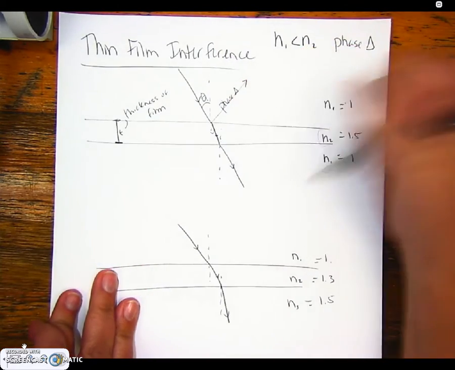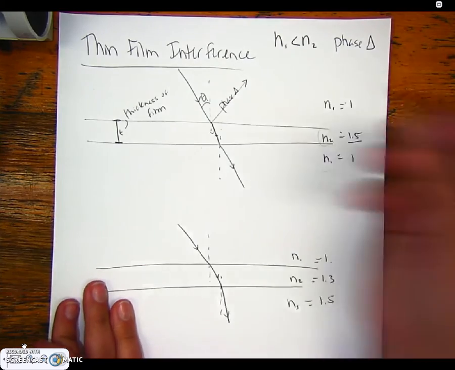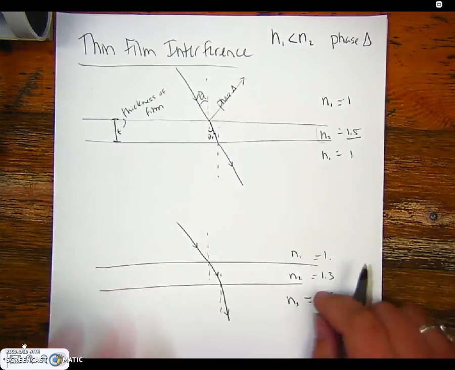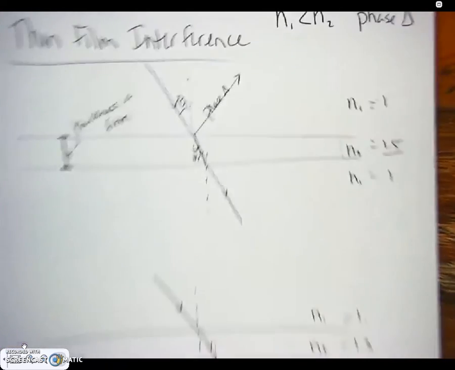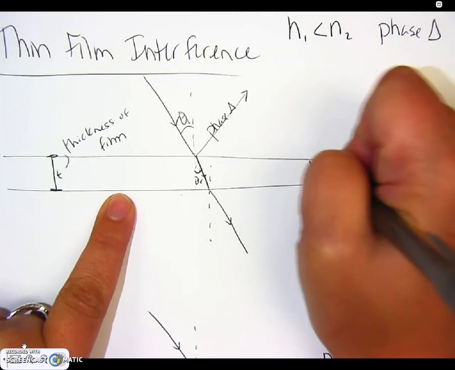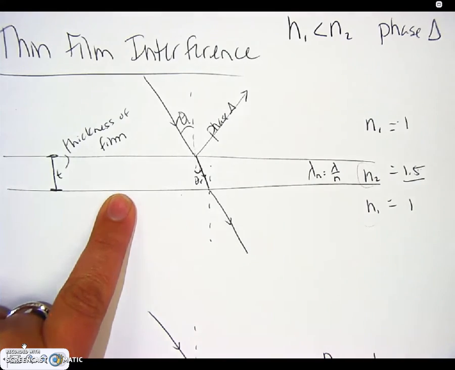Some of the light is going to pass into this new medium. The index of refraction is greater, so the angle of refraction is actually going to be smaller. It bends towards the normal. This thing slows down. As it slows down, it's got a new wavelength, right? The wavelength in that new medium is equal to the wavelength over n.